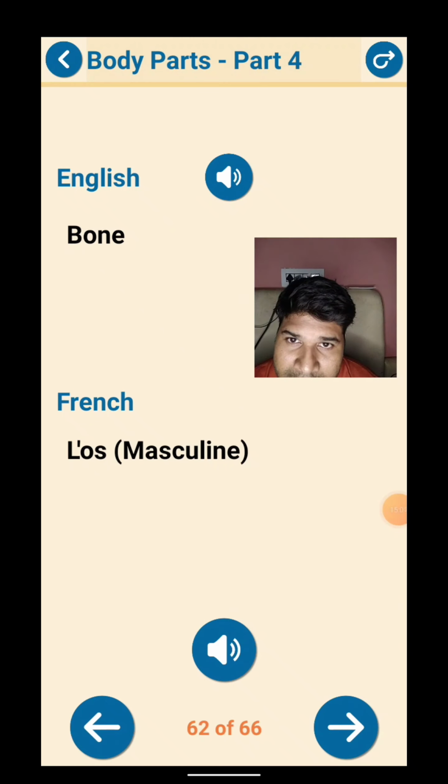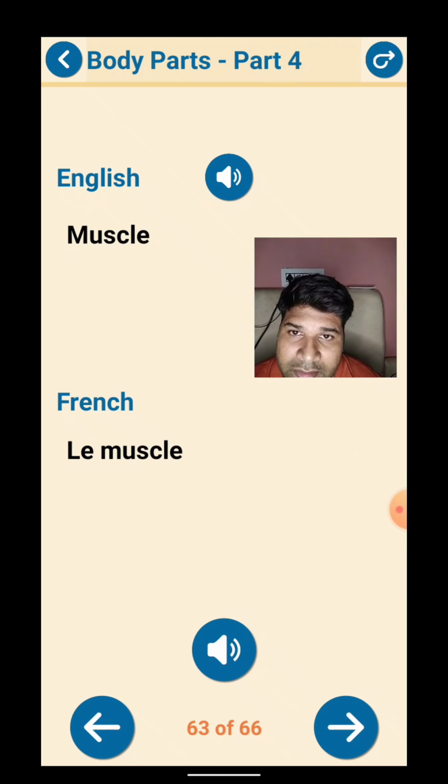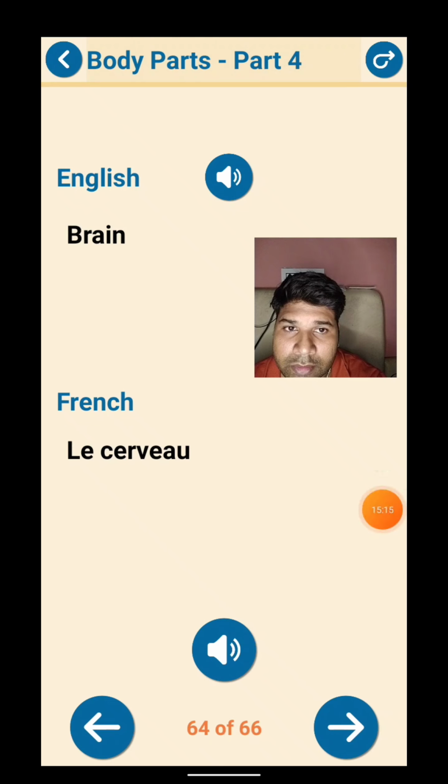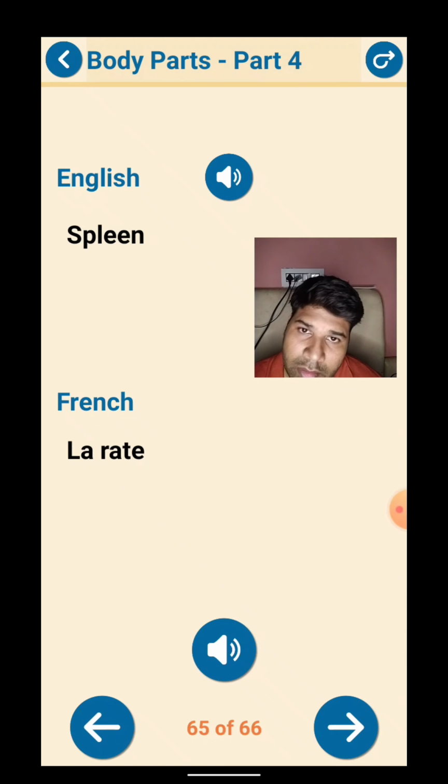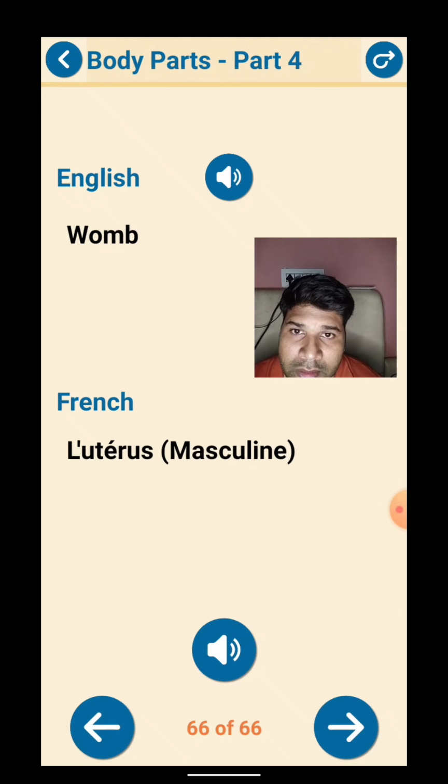Bone in English, l'os in French. Muscle in English, le muscle in French. Brain in English, le cerveau in French. Spleen in English, la rate. Womb in English, l'utérus in French.